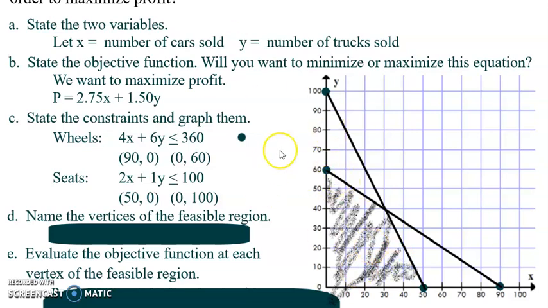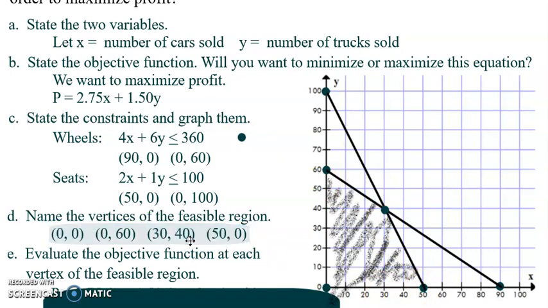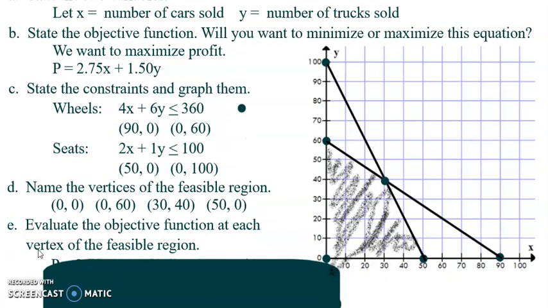And now I can see that I've got the vertex, well, technically at 0, 0, because it is where our constraints intersect along our feasible region. We've got a vertex right here at 0, 60, over here at what looks like 30, 40, and then out here at 50, 0. So we've got 4 vertices here, and we want to evaluate each of those vertices into our objective function and see which one maximizes our profit.